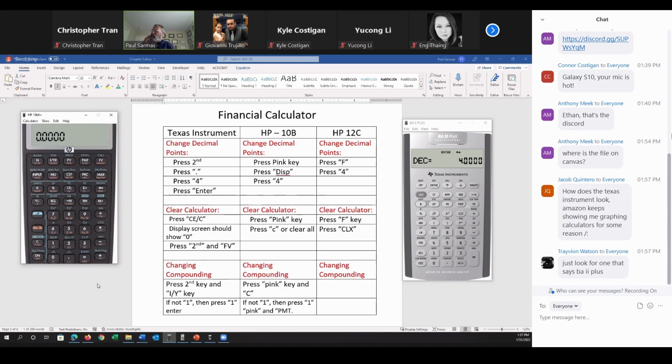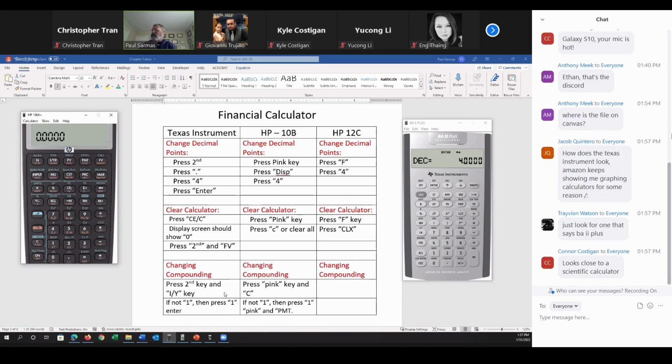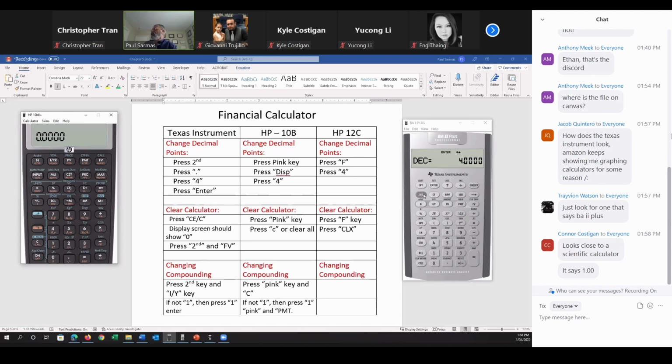Now what I want you to do is try this. For the HP 10B, do pink key and C, and look at the screen when you do that. See if it says 1. And for Texas Instruments, do the second key and the I key. The I key is on top here. Where is it? There. Do second I. See if it says 1. It does. Everybody? Yes.